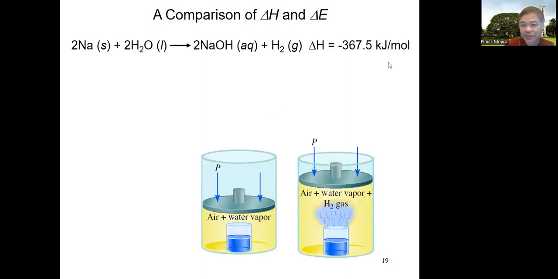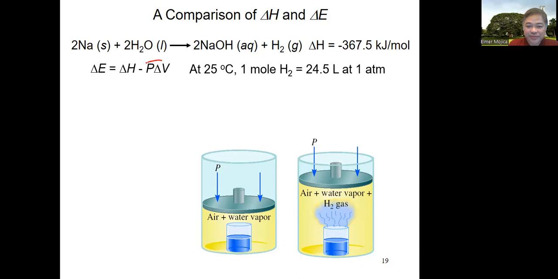For instance, in the thermochemical equation that we have here, when we put sodium solid in water, you produce NaOH and gas. That means there's an expansion or compression of the gas here. So in that case, enthalpy is not the only source of energy. You have to consider what? This one. And that is what? Anyone?